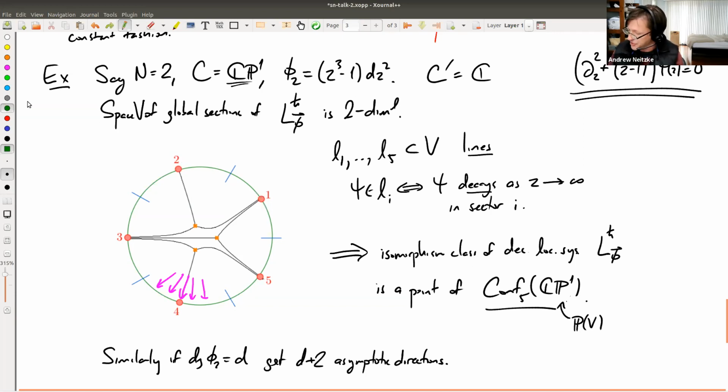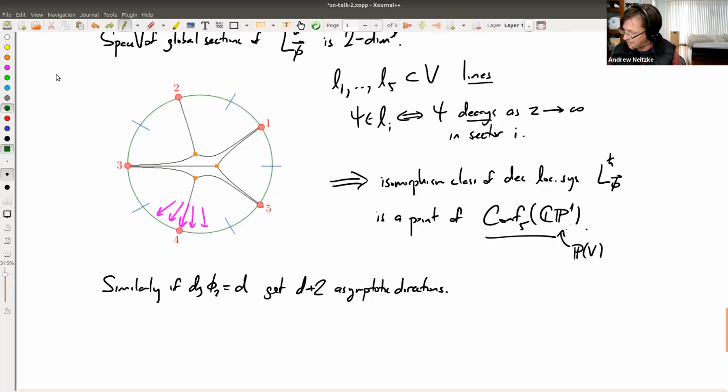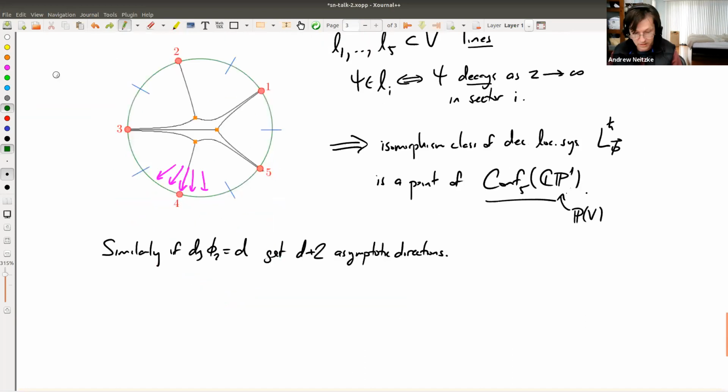But actually I don't know the answer to the analogous question in full generality, exactly what subset of the configuration space you get. But in this case, I think it's what I just said. Okay.